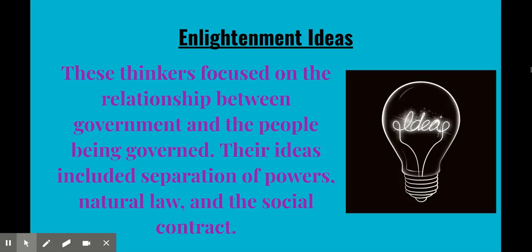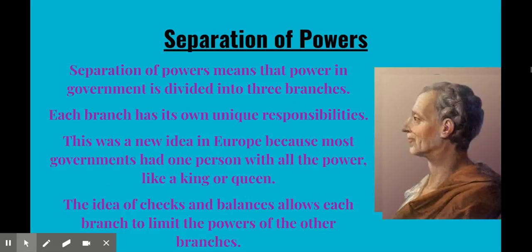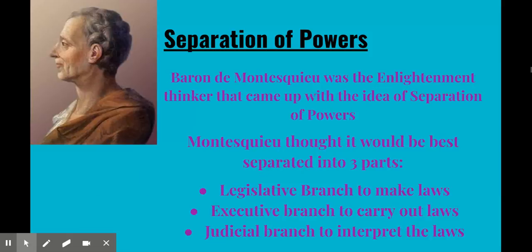These thinkers focused on the relationship between government and the people being governed. Their ideas included separation of powers, natural law, and the social contract. The first idea is separation of powers. It means that powers in government are divided into three branches, giving each branch its own responsibilities. This was a new idea in Europe because most governments had one person with all of the power, like a king or queen. The ideas of checks and balances allowed each branch to limit the powers of other branches.